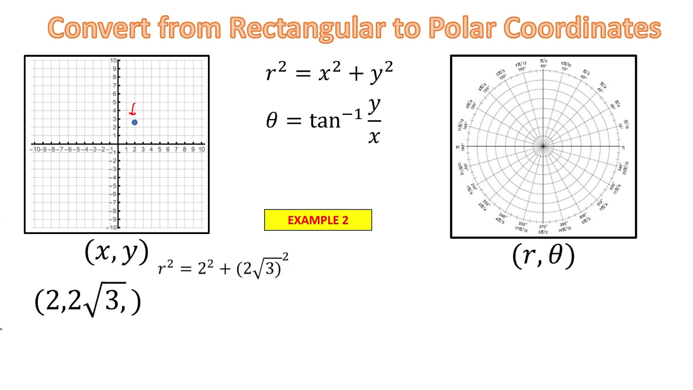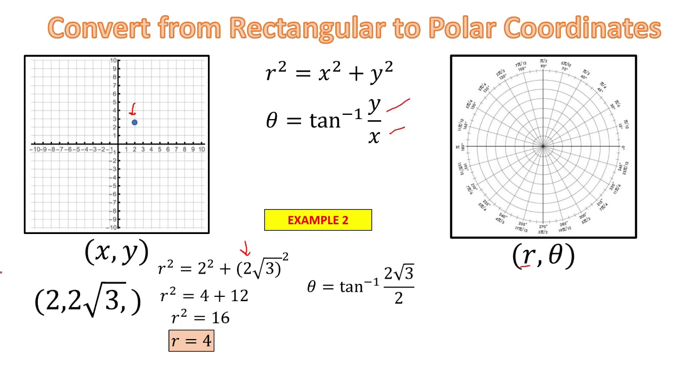Now x is 2 and y is 2 square root 3, and you use the formula. 2 squared is 4. The square root of 3 squared is 3, and 4 times 3 is 12. When you add 4 and 12 you get 16, and the square root of 16 is 4. Now r is 4. To find theta you do the same thing. Remember, it is y over x. y is 2 square root 3, and x is 2. You simplify the 2 and 2, and you have square root 3. Now when you use the calculator, you have 60 degrees.